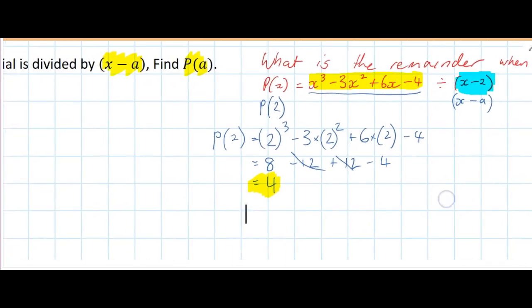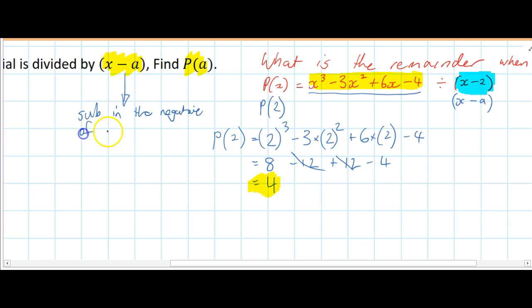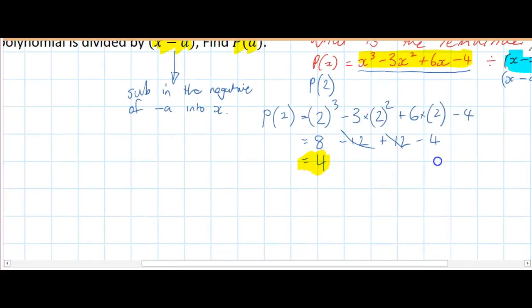So the tricky part of this is that you have to sub in the negative of minus a, which in this case is positive a. If it was positive, it would be negative, into x. So that's the rule. That is the remainder theorem.